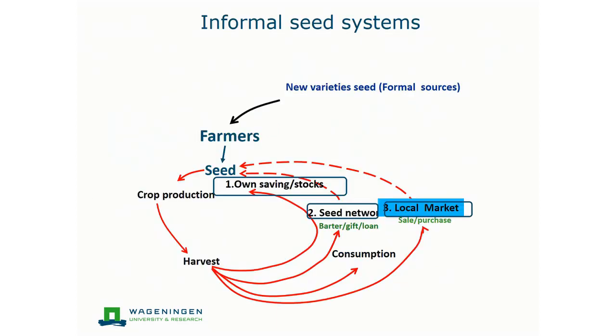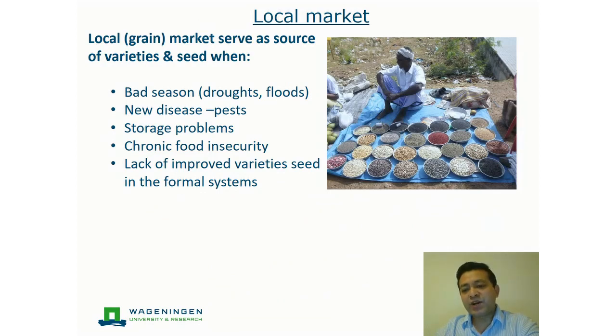Now, this is the third channel, the local market within the informal seed systems. So we will discuss more about the role of the local market. When do farmers go to the local market? Mainly during bad seasons, when a drought or flood happens, then there is no choice left. The household seed saving is already gone, so that is the easiest way for them to go to the local market. Or a new disease or pest completely wiped out their crop, or there are storage problems.